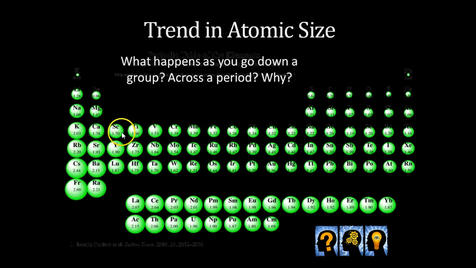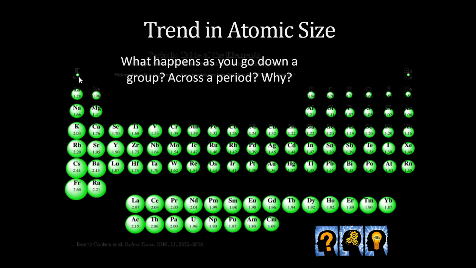Your other general trend: as you go across a period, the elements are getting smaller. There are some exceptions. There's always exceptions to the rule, so here's an exception, 1.2, 1.19, but in general it seems to be getting smaller as you go across. Now that one's weird. We'll talk about that soon. So, first pattern, going down, why is it getting bigger?